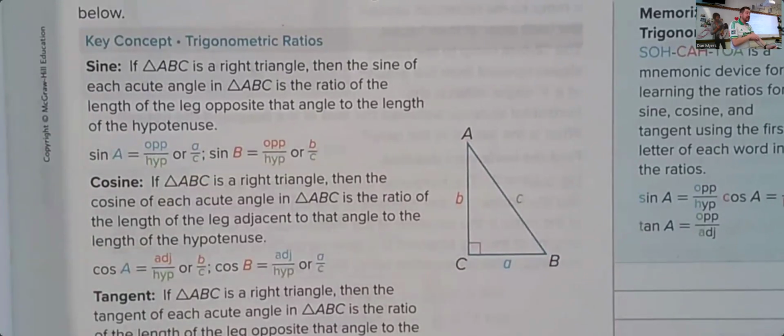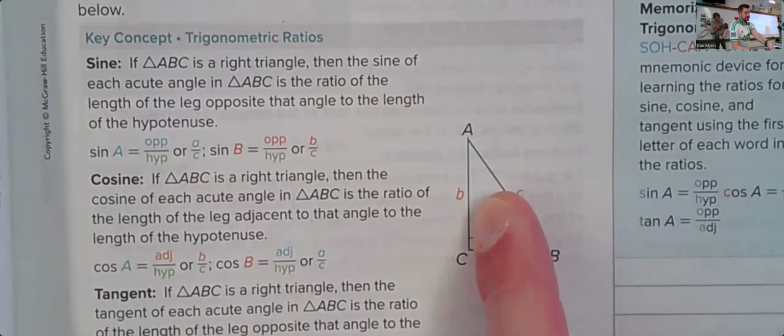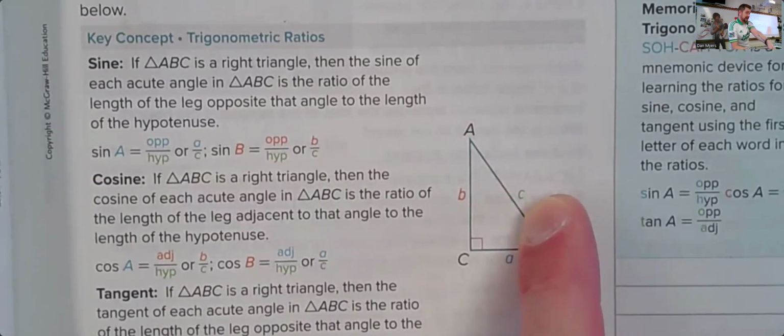Now, the sine of B will be a little bit different because if you look across from angle B, it's no longer side length A, it's now side length B. But you'd place the length of side B over the length of the hypotenuse.